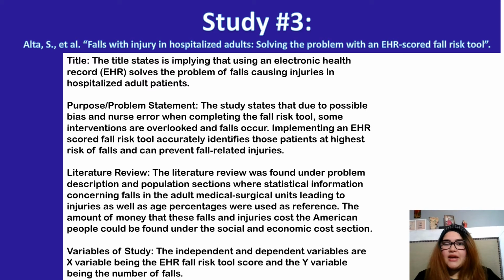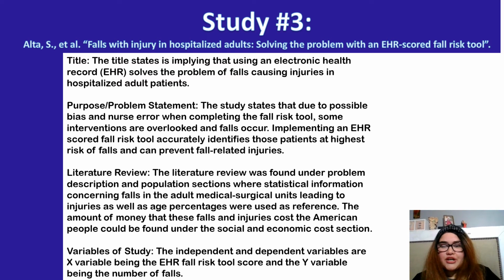For study number 3, I have falls with injury in hospitalized adults, solving the problem with an EHR scored fall risk tool, EHR being the electronic health record. As the title says, it's to solve the problem of falls causing injuries in hospitalized patients. The study states that due to possible nurse error when completing the fall risk tool, some interventions aren't done or they're overlooked, so implementing an electronic health record tool can accurately identify fall risk patients and prevent falls and injuries.